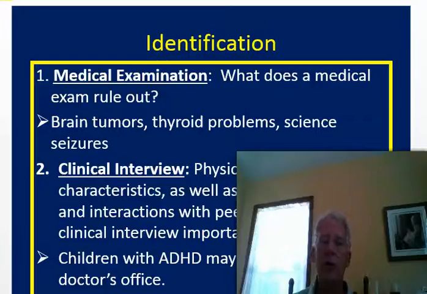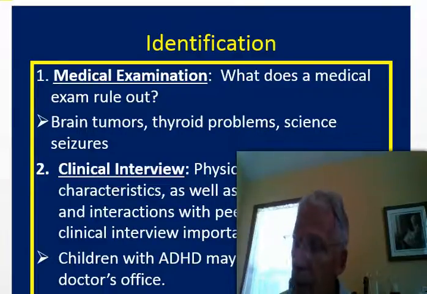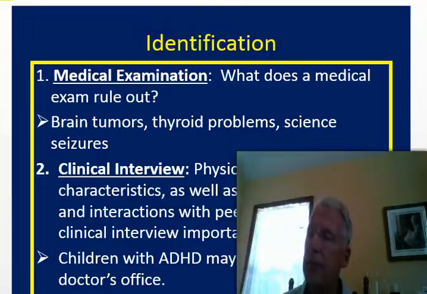So if we go to slide 32, the medical exam is, do we want to rule out something medically? Could it be a brain tumor? Could there be a thyroid problem? Could there be a seizure? Could there be something physically wrong with the student? The clinical interview takes a look at the physical, psychological, as well as the family dynamics, interactions with peers. Could there be something in the parenting of a student that might be causing this?